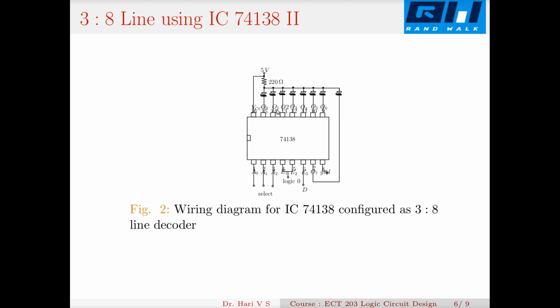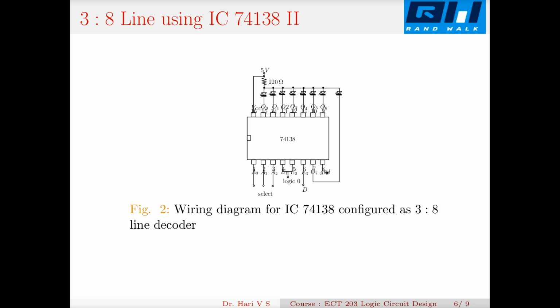and these O0, O1, O2, etc. become low, because this is an active low output. So these LEDs are connected here. So when it is a 0, 0, 0 pattern, the first LED will glow, then the second LED, that way. So this is how I configure a 74138 as a 3 to 8 line decoder. This is very similar to the 1 to 8 demultiplexer with the 74138. Here the only difference is the D is kept high always.